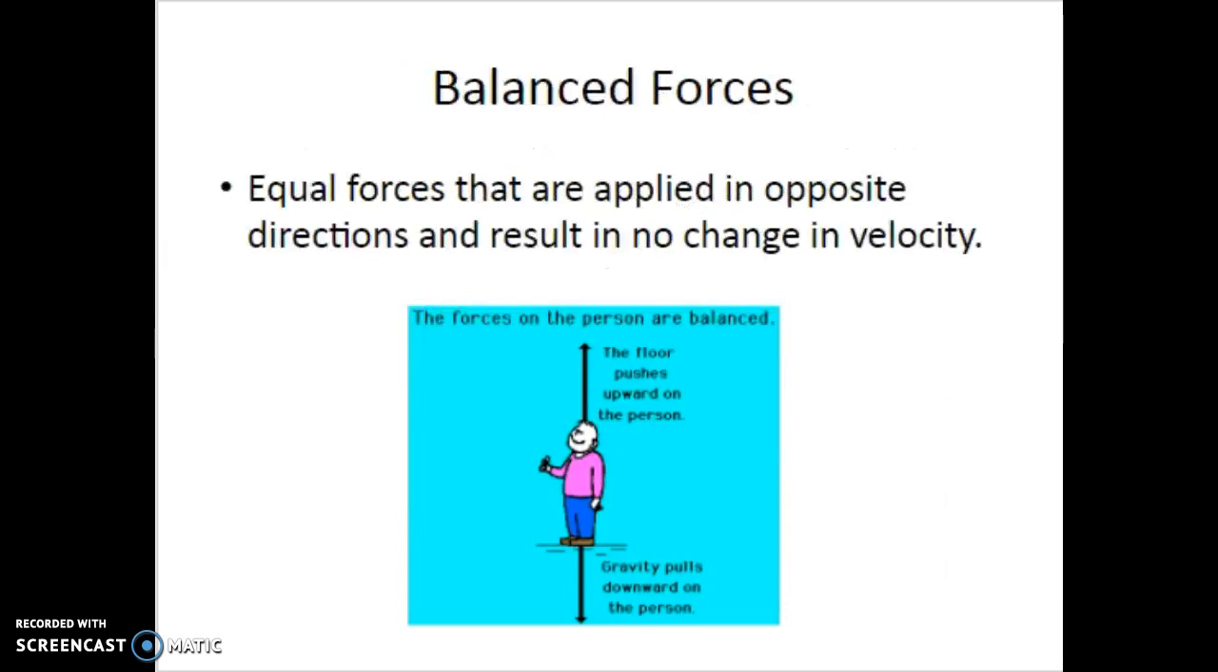Balanced force is going to be equal and opposite. So there's going to be no change in velocity. So what makes us be able to stand upright is the upward force of the floor pushing on us is equal to the downward force of gravity pulling down on the person.